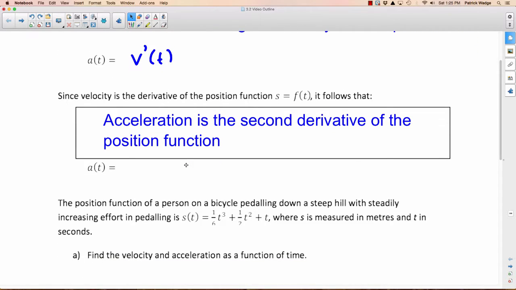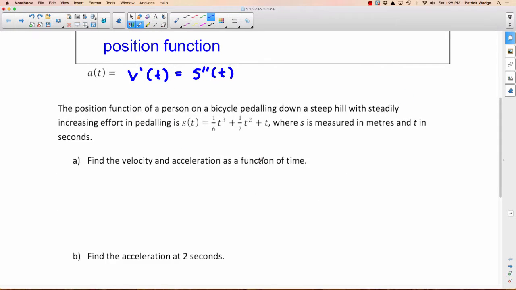And I think we already mentioned this. I gave it away before when we talked about higher order derivatives. So a of t, acceleration, is equal to v prime of t, just like I wrote above. It's equal to the derivative of velocity, and acceleration is also equal to the double prime, the second derivative of the position function. So with that in mind, let's do a question.